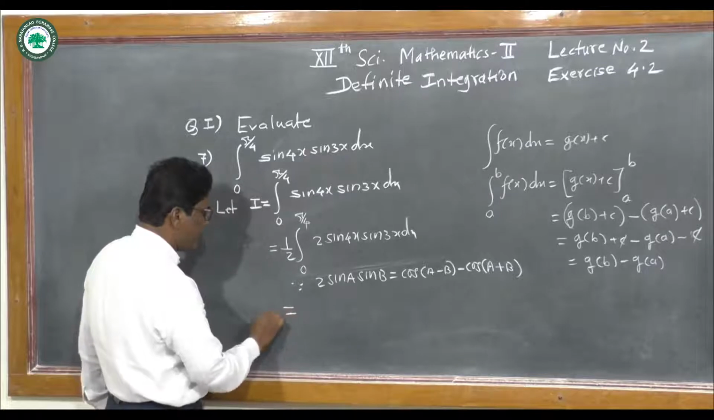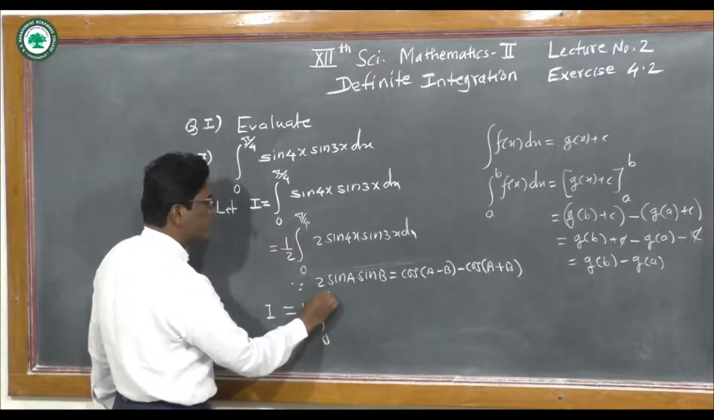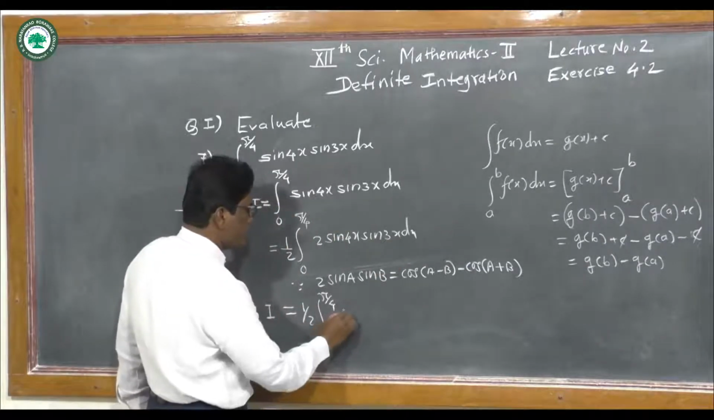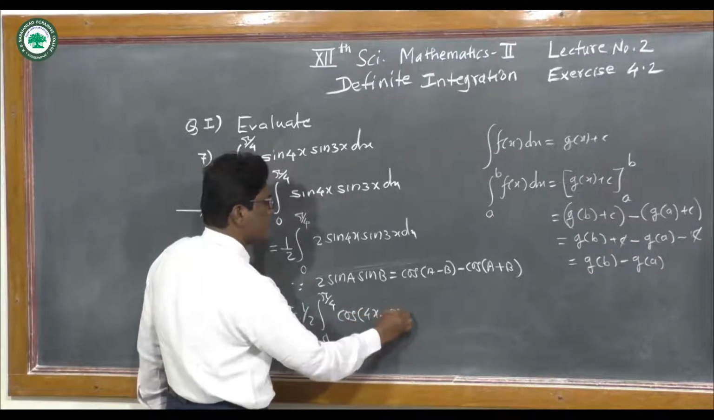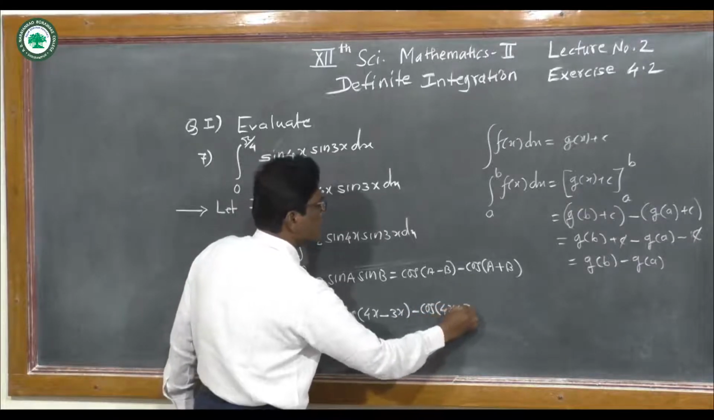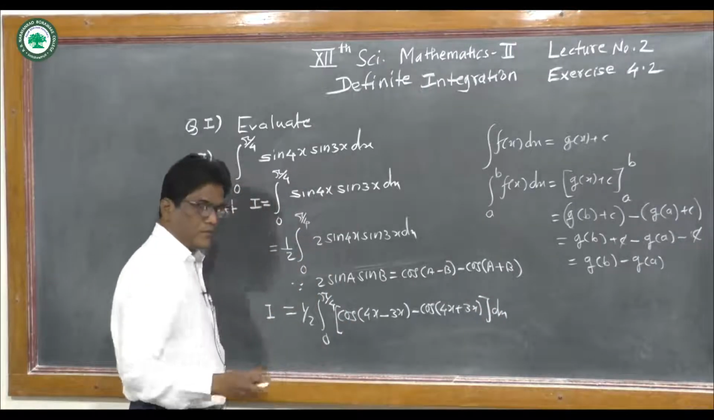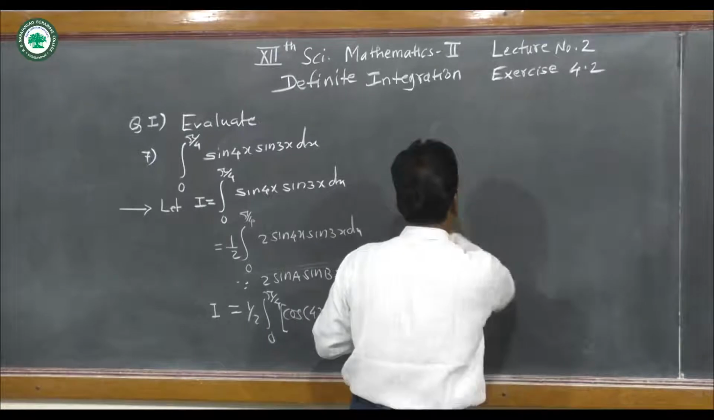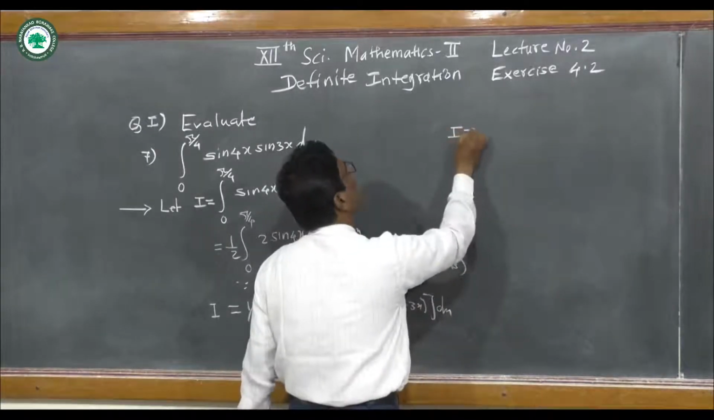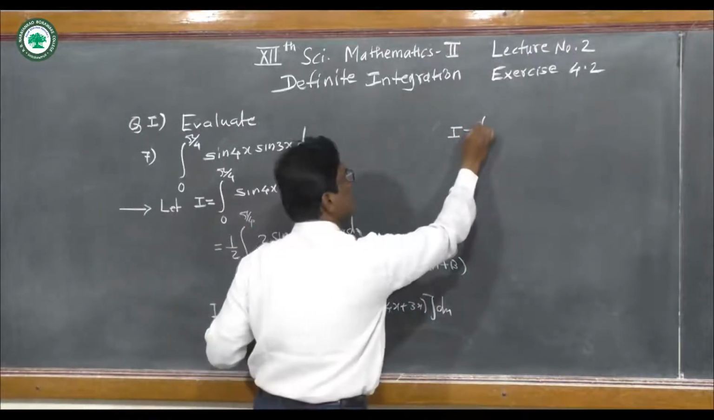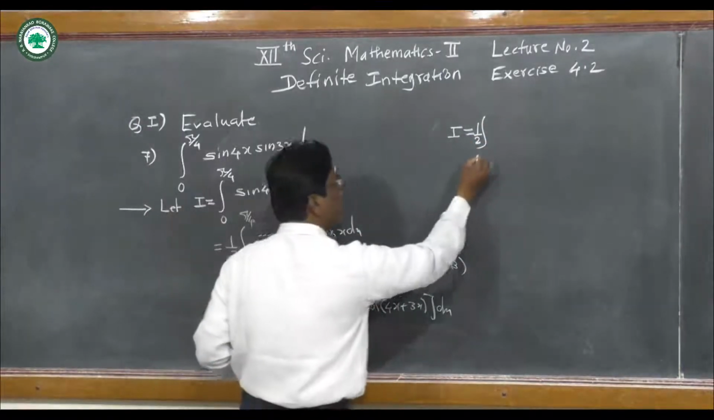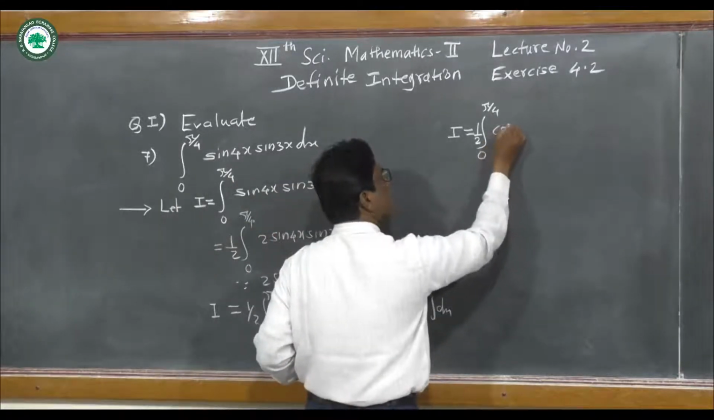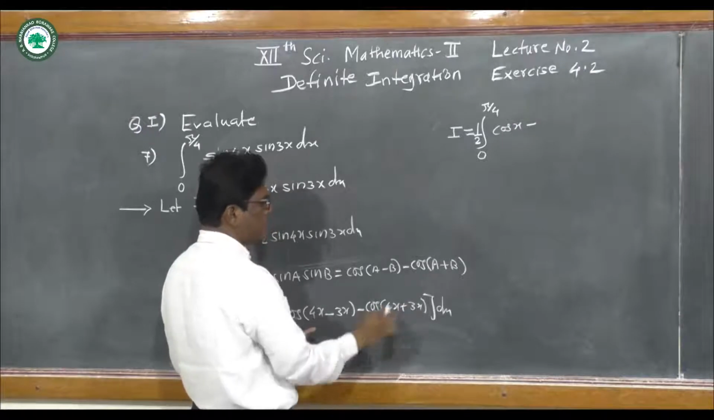So I is equal to this required integral, I becomes this 1/2 as it is, integration from 0 to pi by 4. And it is now cos of A minus B minus cos of A plus B. A we put 4x and B as 3x. So cos of 4x minus 3x minus cos of 4x plus 3x dx. So this required integral I becomes, I is equal to 1/2, integration 0 to pi by 4, and cos of 4x minus 3x, 4 minus 3 is 1, so cos x, minus cos of 4x plus 3x, 4 plus 3 is 7, so cos of 7x.